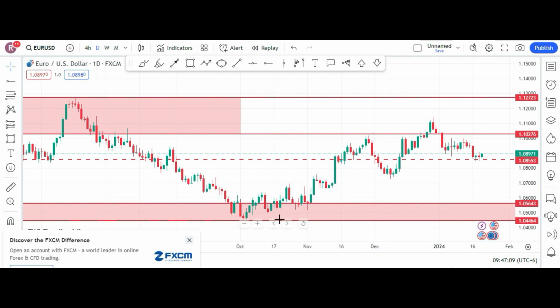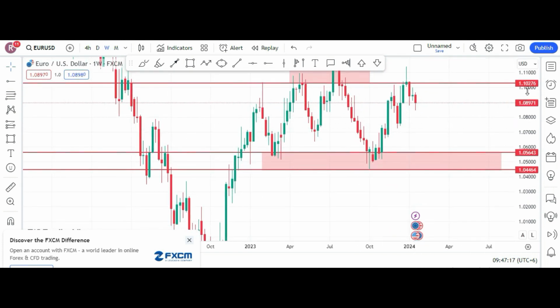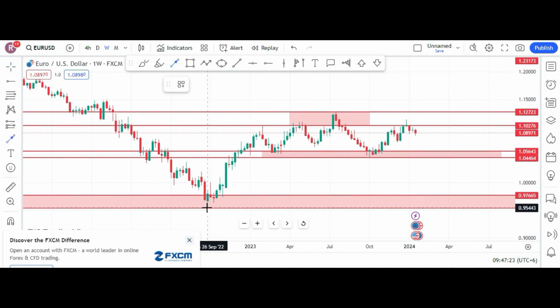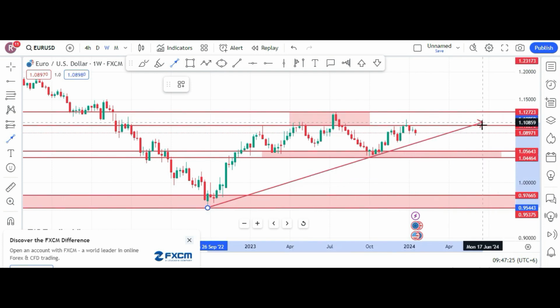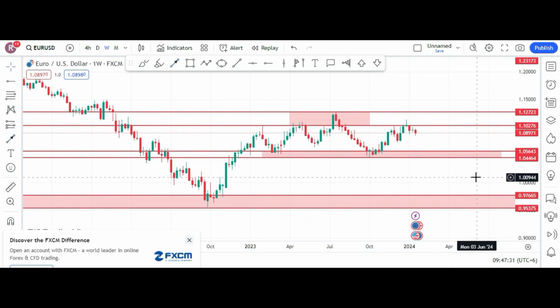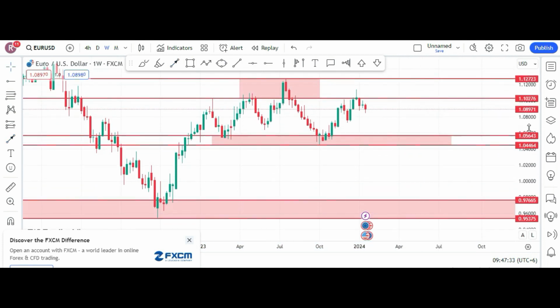So after making this double bottom in the monthly, the price has been pushed back. Before I go to daily analysis, I would like to make something very clear here. Let's draw some trend line here. This is our weekly trend line. Any trend line you draw, remember it must touch a red and green.